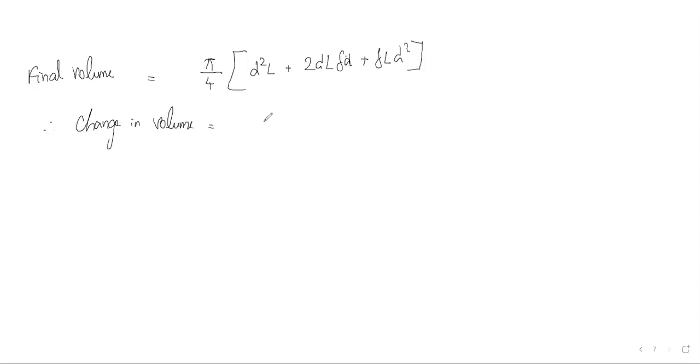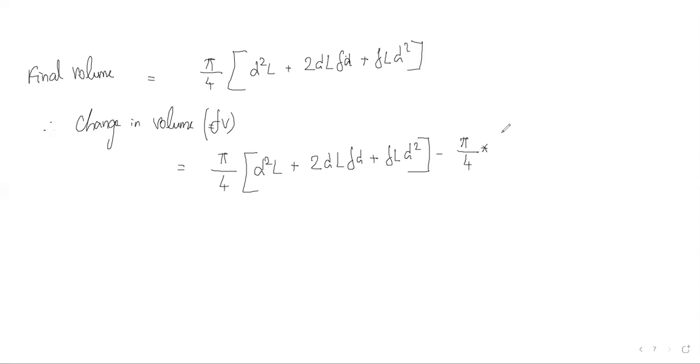Okay, so the final volume minus original volume. Final volume is nothing but pi by 4 into d squared L plus 2 into d into L into del d plus del L d squared. Okay, along with that minus original volume. So original volume is nothing but pi by 4 into d squared into L.